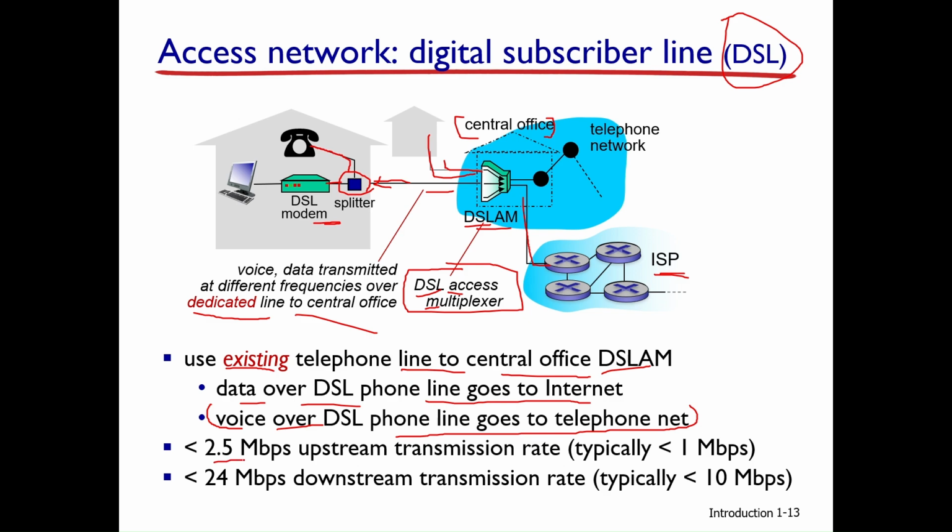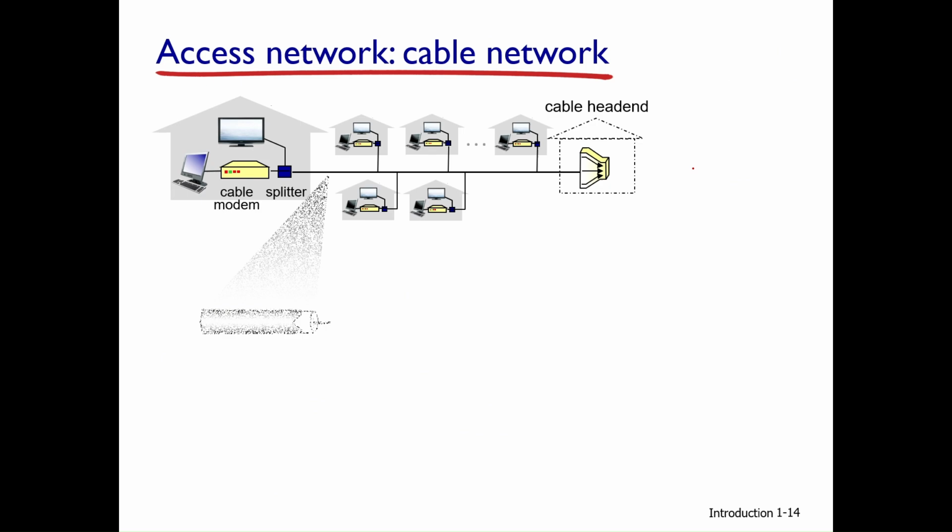The rate is less than 2.5 Mbps upstream and always less than 24 Mbps downstream. So 2.5 Mbps upstream and 24 Mbps downstream. Typically it is only 1 Mbps and 10 Mbps. That's an overrated case, I think.